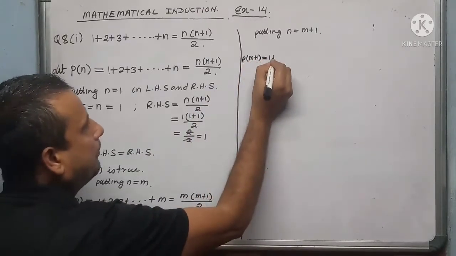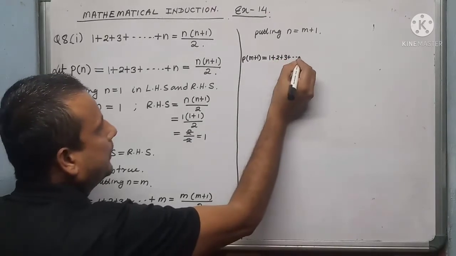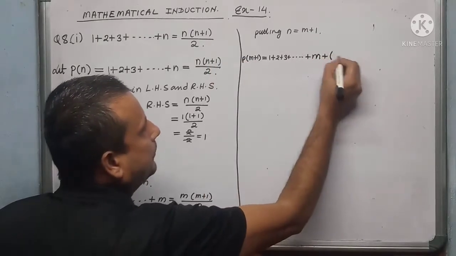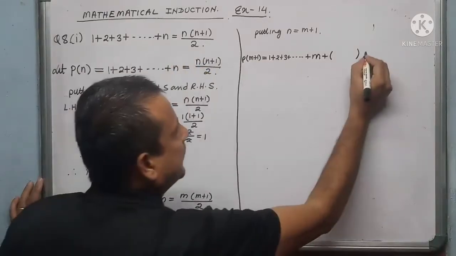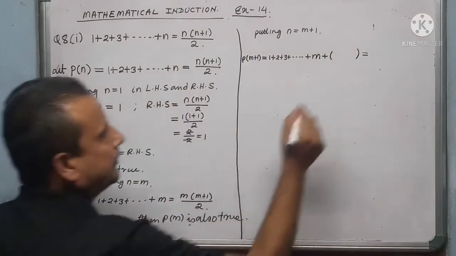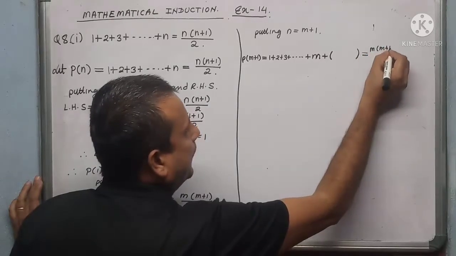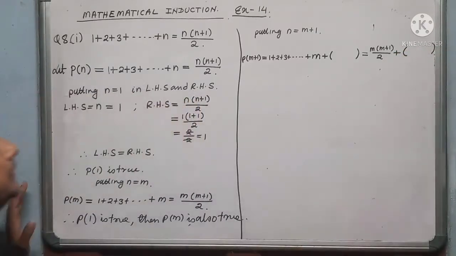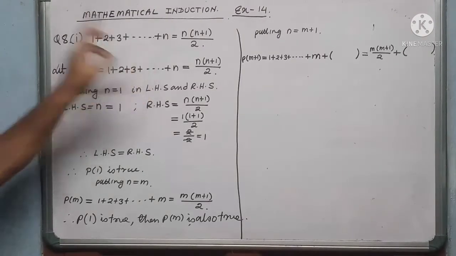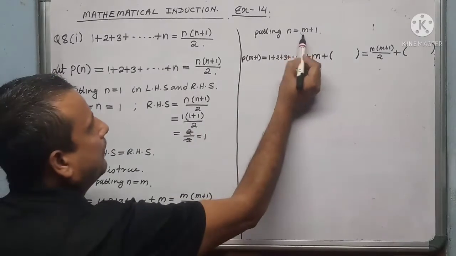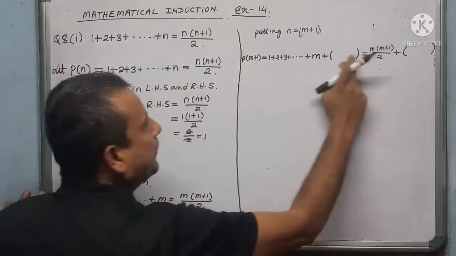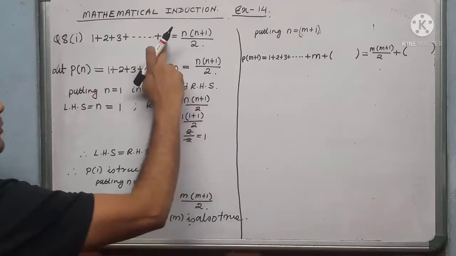Then 1 plus 2 plus 3 plus dot dot dot up to n, plus, then I'll leave some space over here, equal to the same m series that you have to write, m into m plus 1 divided by 2, plus again some space over here. Now how to fill up the space? Now we'll go to this equation. The last term is n plus 1, so whatever you write, you just substitute n equals m plus 1 over here.